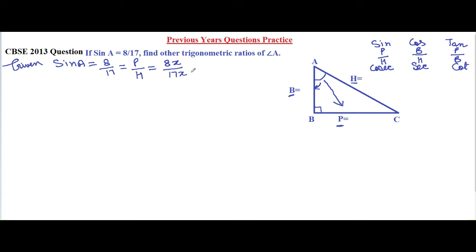So since ratios are given, we cannot say that perpendicular is 8 and hypotenuse is 17 because this 8 by 17 is ratio. Perpendicular can be 16, hypotenuse can be 34, then also the ratio would be 8 by 17. So that is the reason we are considering it as a multiple of x. 8 and 17 are multiples of x. In that case, x will get struck off with x and then we'll have the ratio 8 upon 17.